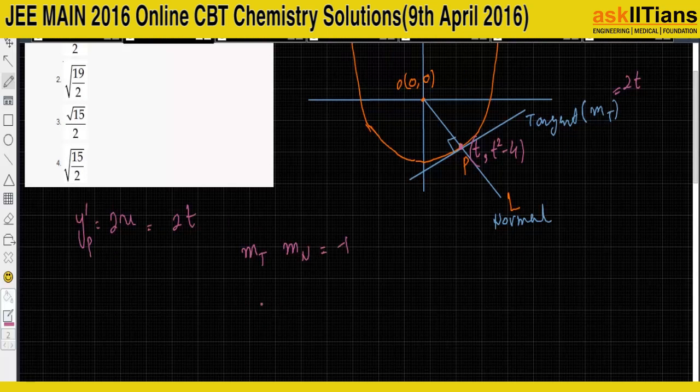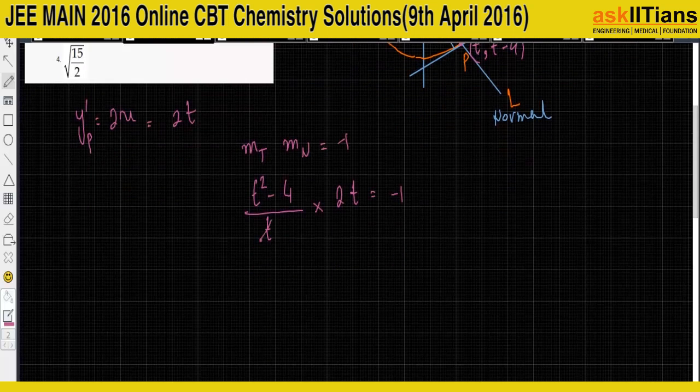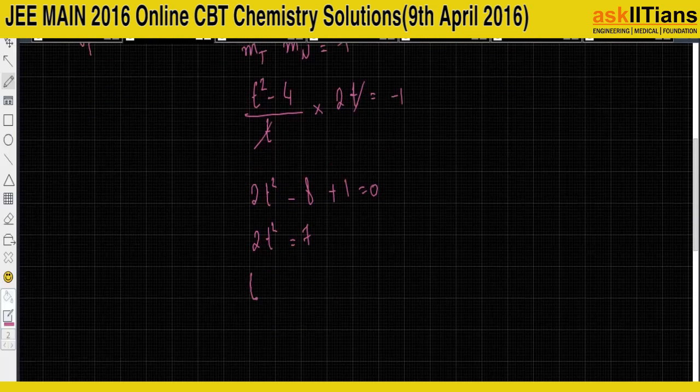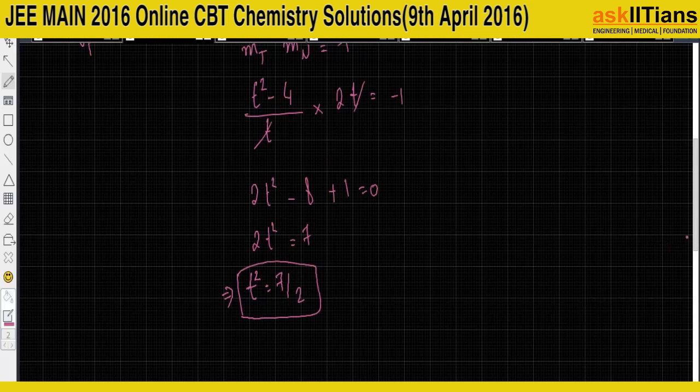What is the slope of the normal? Normal is basically this OP, right? So I can just apply y2 minus y1 divided by x2 minus x1. So this will be t square minus 4 divided by t minus 0. This is the slope of the normal, multiplied by the slope of the tangent, which is 2t, and this is equal to minus 1. Now if I solve this, I'll get 2t square minus 8 plus 1 equal to 0. So I'll get 2t square equal to 7, so t square equal to 7 by 2.